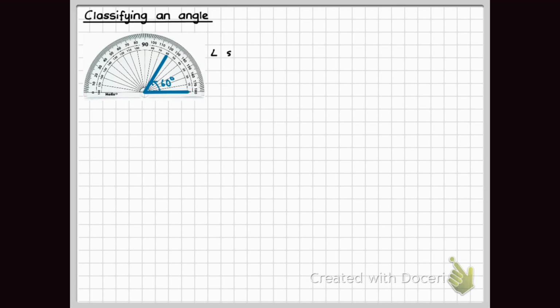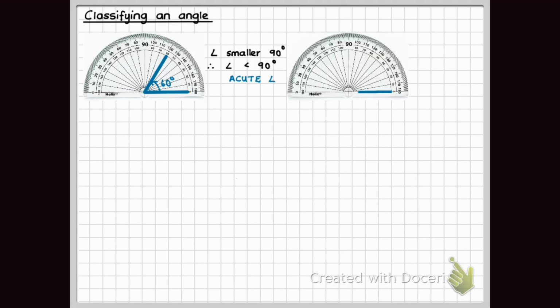Now because this angle is smaller than 90 degrees, we write it out in words, angle is smaller than 90, and you will see that symbol represents the word angle, so we can replace the word angle with that symbol. And then if we have to write it mathematically, we're going to just say the angle is smaller than 90 degrees. So remember your smaller than and bigger than signs. So this is my smaller than sign, and this we call an acute angle. So if an angle is smaller than 90, we call it acute. Let's look at the next one.